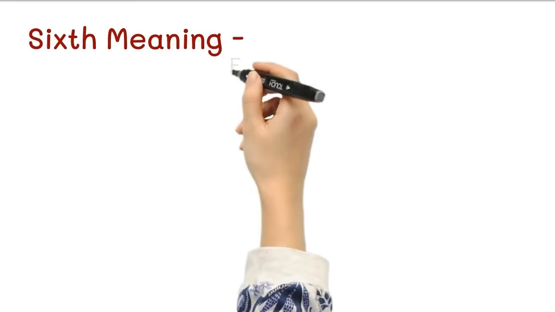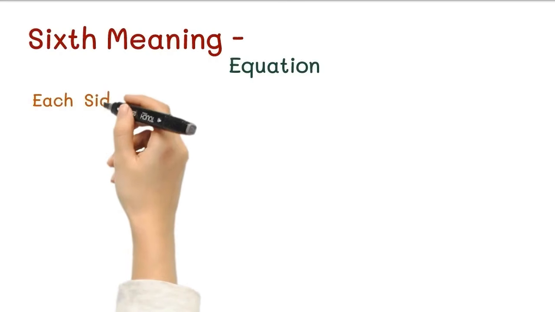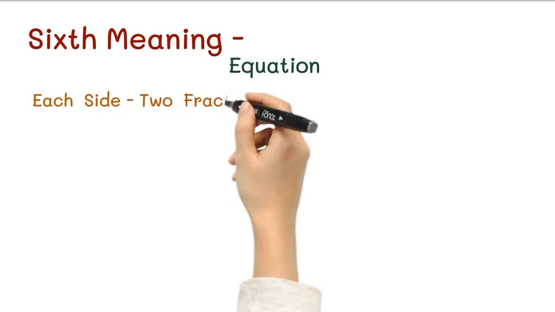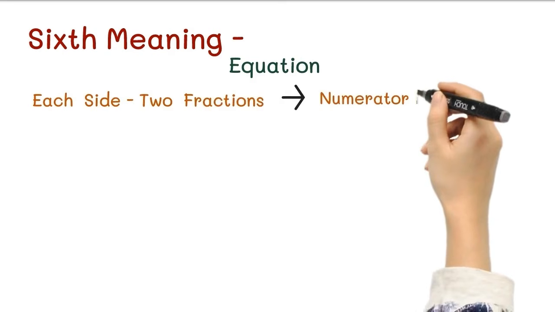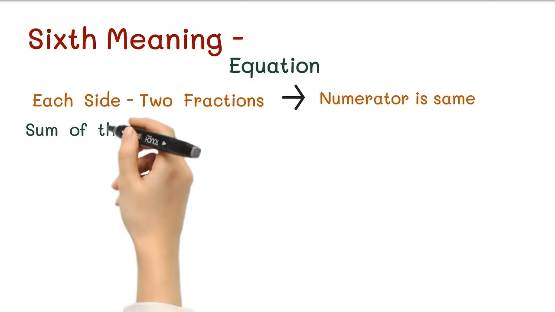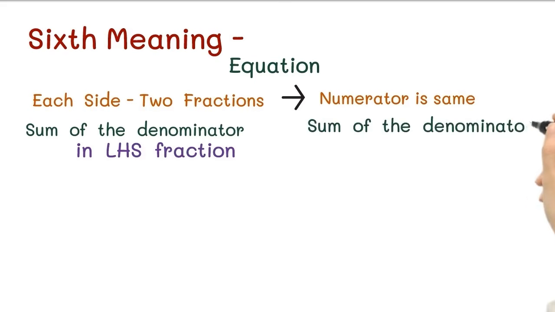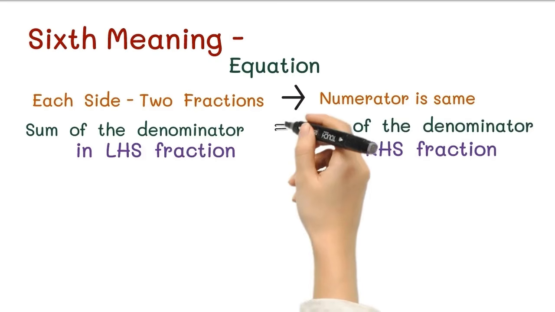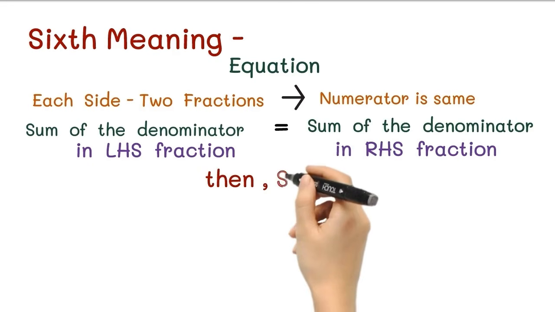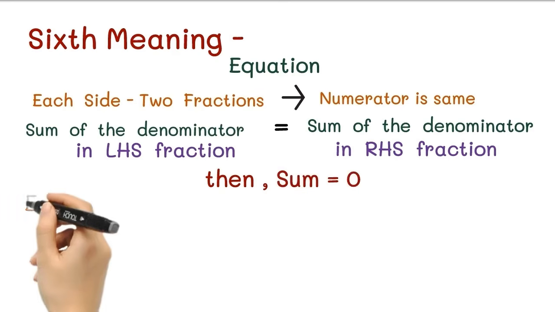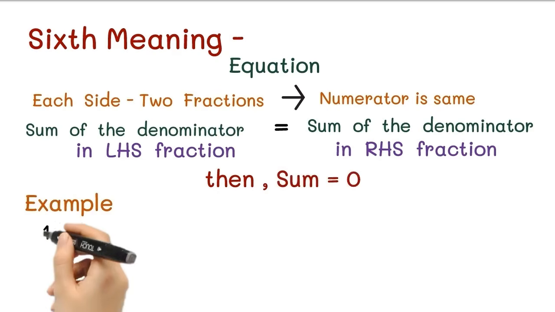Sixth meaning of this sutra. If in an equation each side contains two fractions and numerator of each fraction is same, and if we have taken sum of denominator in LHS fraction and sum of denominator on RHS fraction, then both are same, then that time we can equate that sum to 0. Let us understand by taking example.